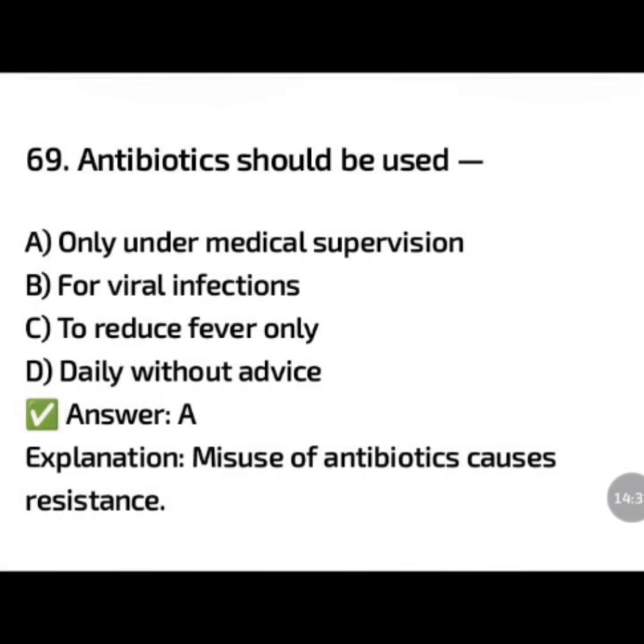Antibiotics should be used: only under medical supervision, for viral infections, to reduce fever only, or daily without advice? The correct answer is option A, only under medical supervision. Misuse of antibiotics causes resistance.